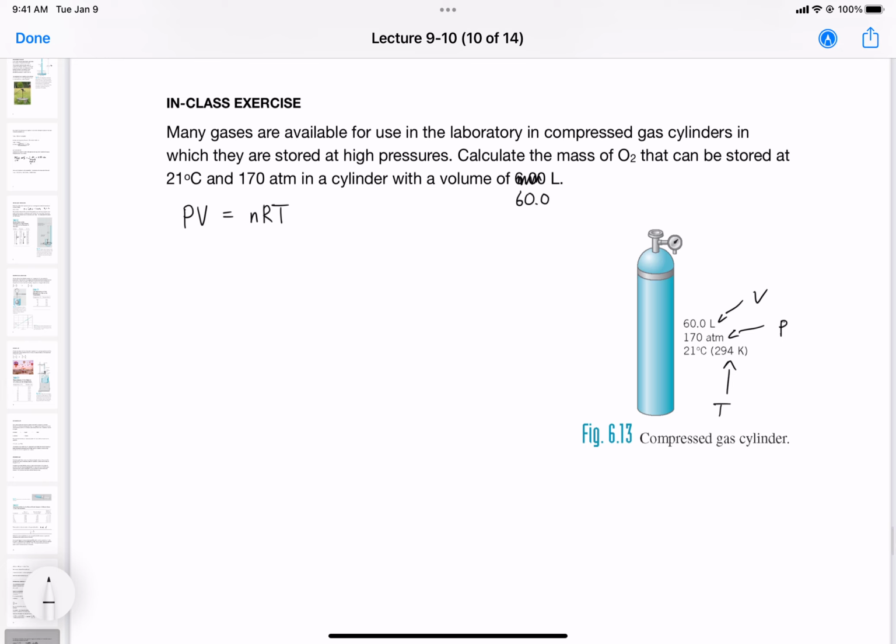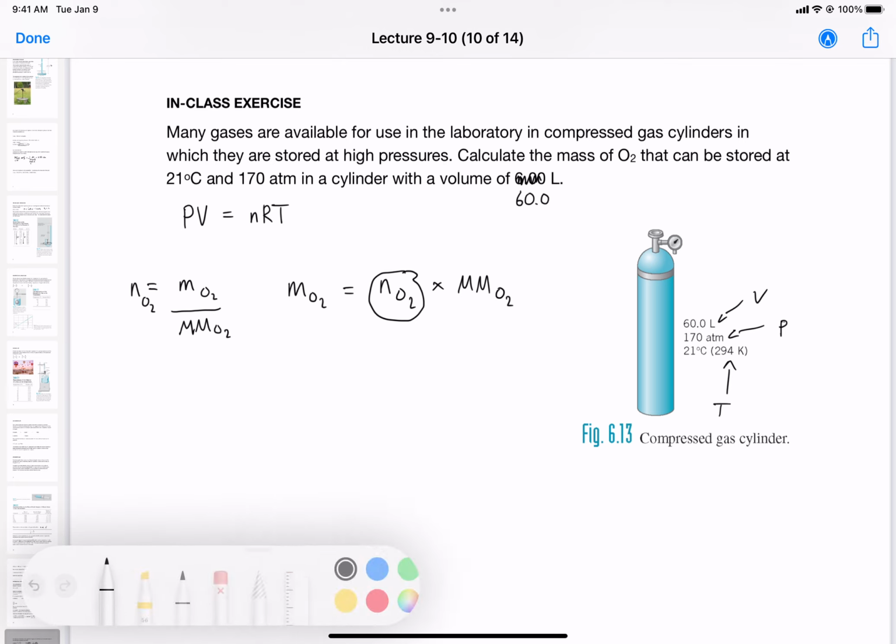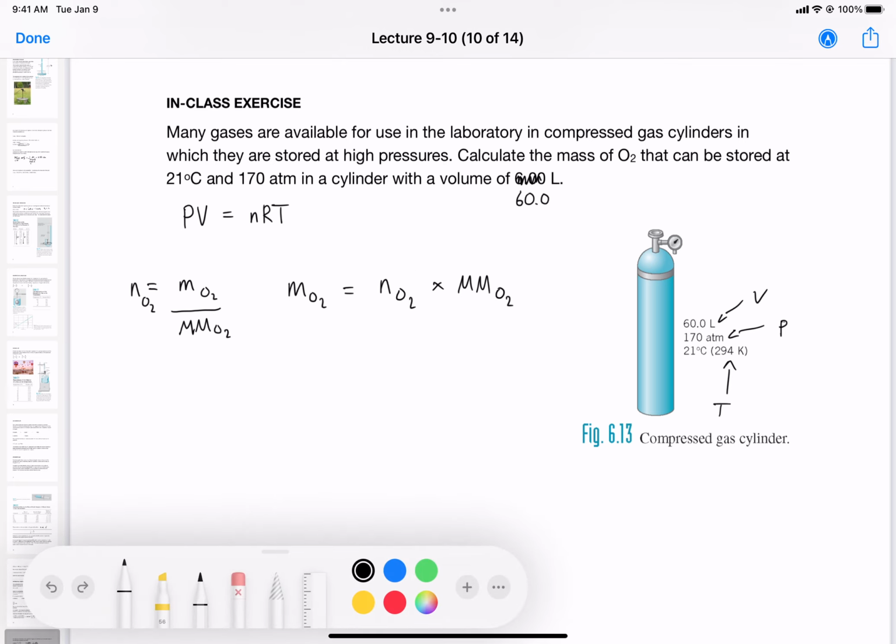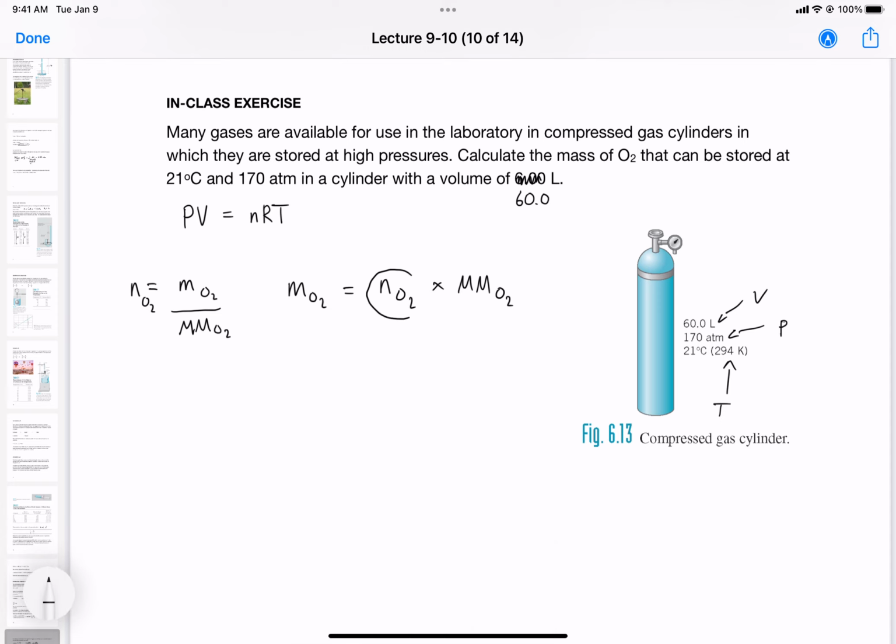First, let's rearrange the equation. We want to solve for n, because we know n equals mass over molar mass. So moles of oxygen equals mass of oxygen over molar mass of oxygen. From there, we can solve for the mass of oxygen if we know the moles of O2 times the molar mass of oxygen. So we need to figure out this variable first, to determine how much mass of oxygen is in the tank.